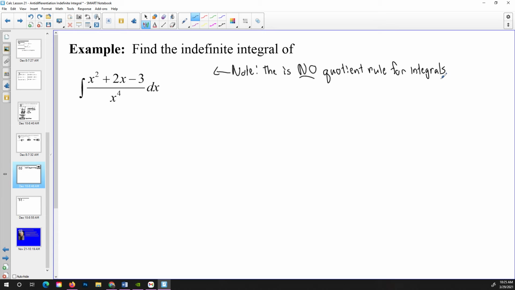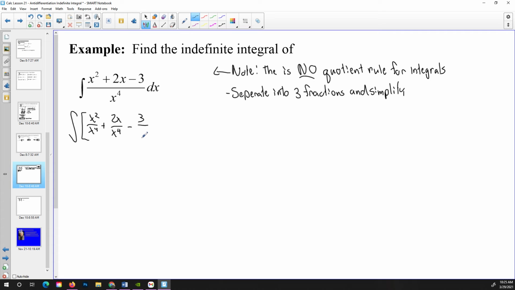So we have to rewrite this. So what am I going to do? I'm going to separate it into 3 fractions and simplify. So this will be the integral of x squared over x to the 4th plus 2x over x to the 4th minus 3 over x to the 4th dx.